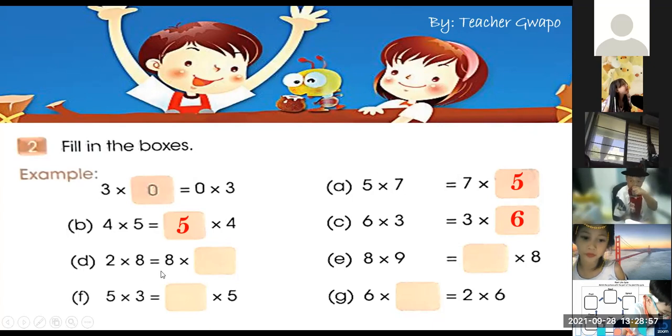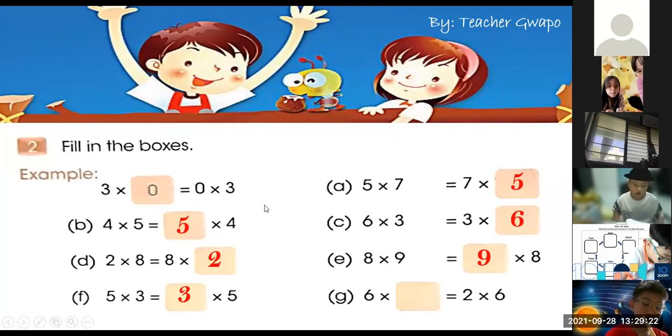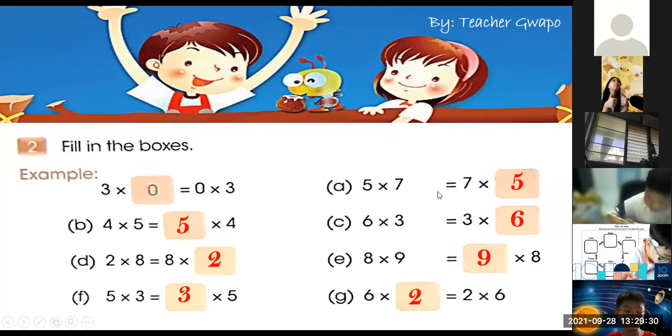Now in letter D, it's 2. Letter E, 8 times 9 or 9 times 8. How about in letter F? 5 times 3 or? 3 times 5. Very good. And letter G, 6 times blank or 2 times 6. What number should be here? Number 2. It's correct. Very good. It's very easy, right? Multiplication property is very easy.